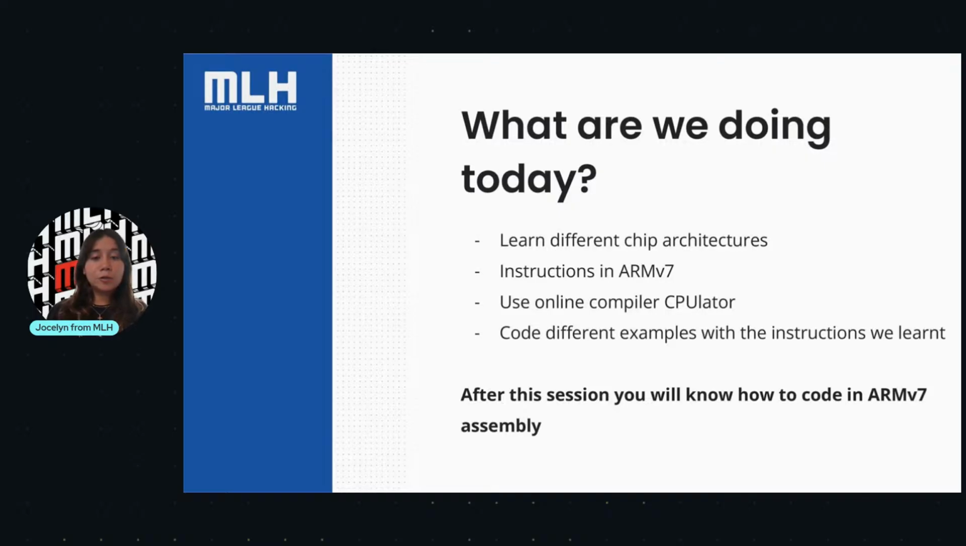And finally, we're going to code 3 different examples with the instructions that we learned. And my goal here is that hopefully after this session, you will know how to code in ARM v7, which is an assembly flavor. It's a type of assembly language, because there are different languages, as we all know, in coding, and assembly has different languages as well.